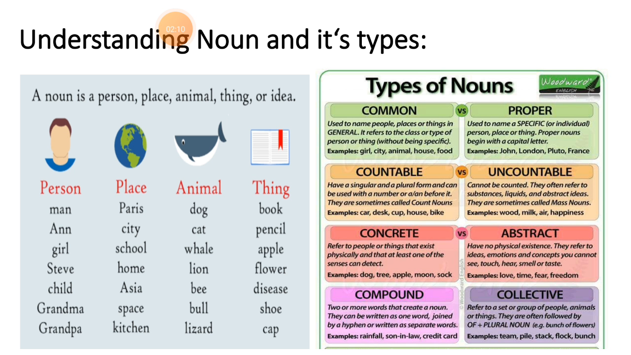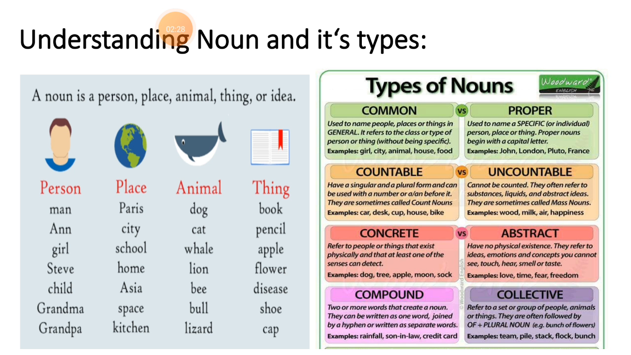However, what is an abstract noun? Having no physical existence. They refer to ideas, emotions, and concepts you cannot see, touch, hear, smell, or taste. That is an abstract noun. So, for example, love, time, fear, freedom, bravery, that is what an abstract noun is.